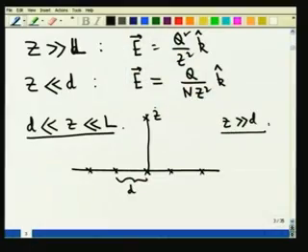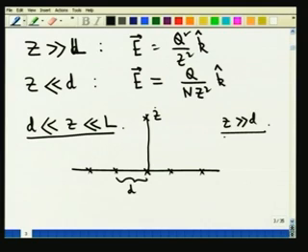What is the meaning of the statement that Z is much greater than D? By that I mean that I am sitting at such a distance that to the lowest order I can ignore the separation between the two charges. So in this situation, it is not going to be a great error on our part if we assume the charge is continuously distributed. I am not going to resolve in the 0th order the separation between the two charges. In other words, D by Z is very close to 0, because Z is much greater than D.